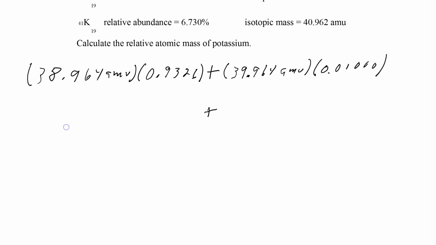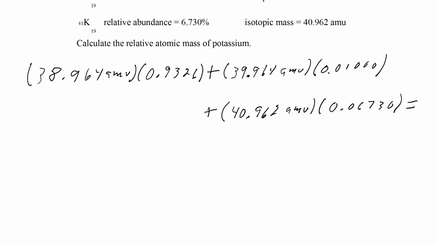Our third isotope is the potassium 41 isotope. Its isotopic mass is 40.962 atomic mass units. And we're going to multiply that by its relative abundance as a decimal, 0.06730. Okay, and then we're going to add these three up after we multiply, and we're going to have to keep track of our significant figures.